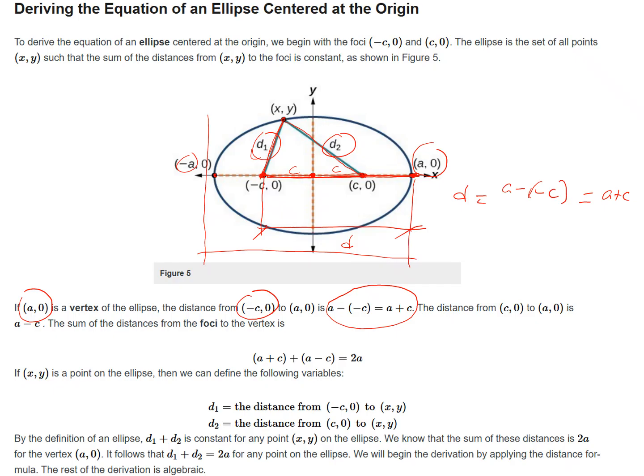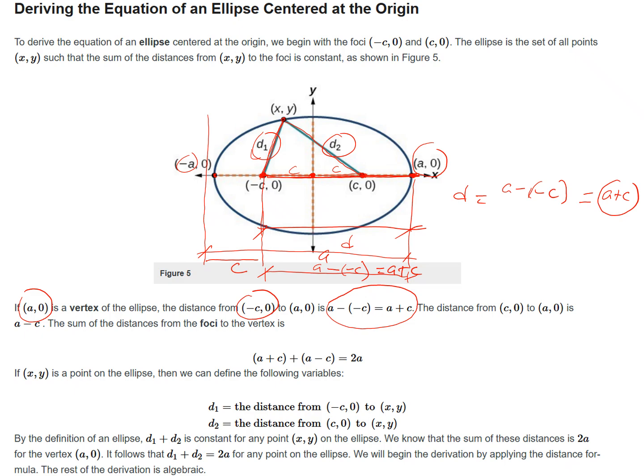Okay, so we have here a, and then from the reference this is c. So to get this distance, this distance is simply a minus c, where our c is to the left, minus c. So that's why we have a plus c. So we get this a plus c. Okay, this is the one that is being explained here.